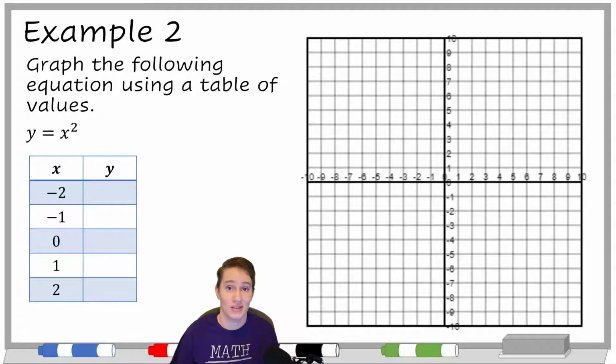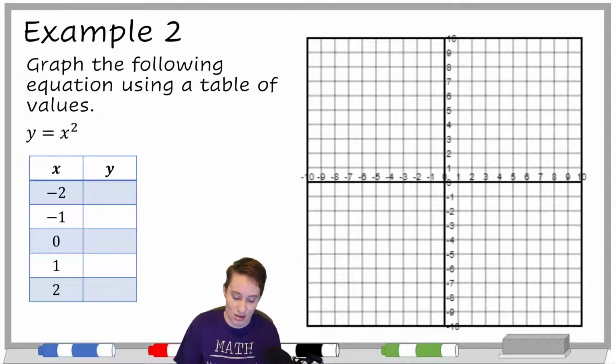This is not a linear equation because we have a power that is bigger than 1. X squared has a power of 2. So this is the other type of graph that we're going to learn about in Algebra 1 a little bit later on. But in order for us to think about what it looks like as a graph, we need to think, if I put in these values for x, what do I get?